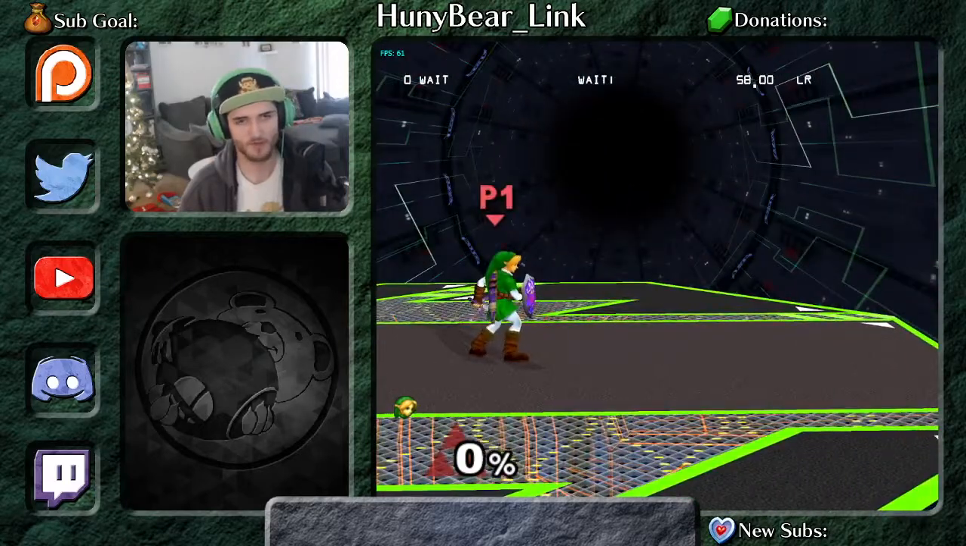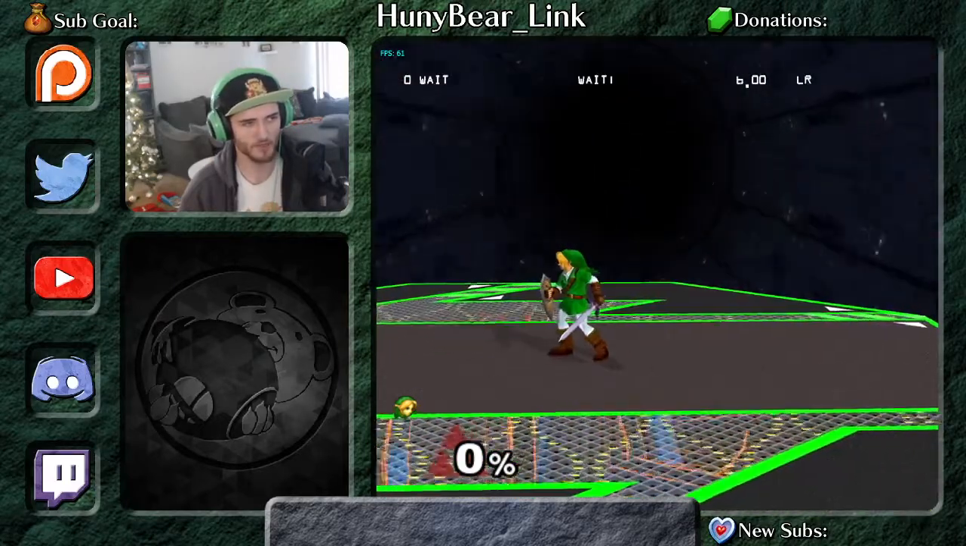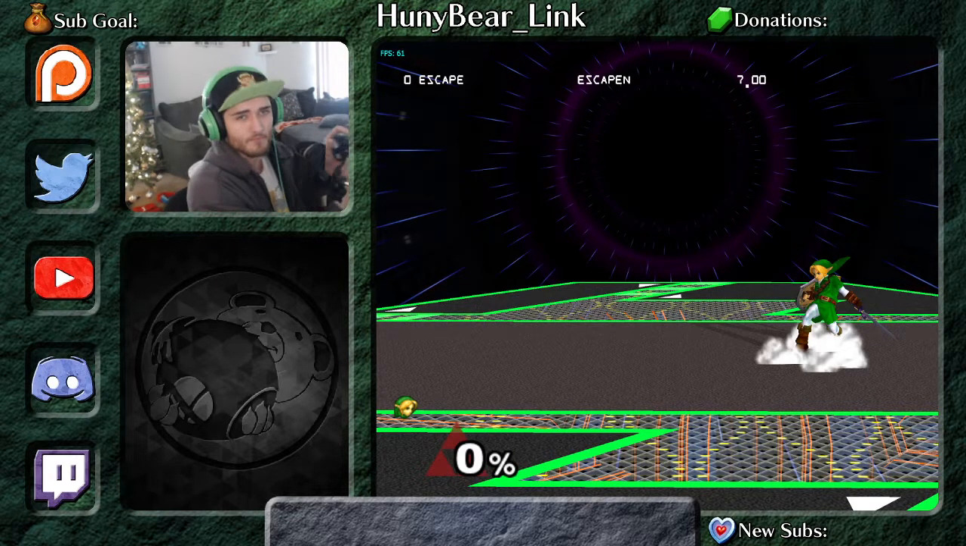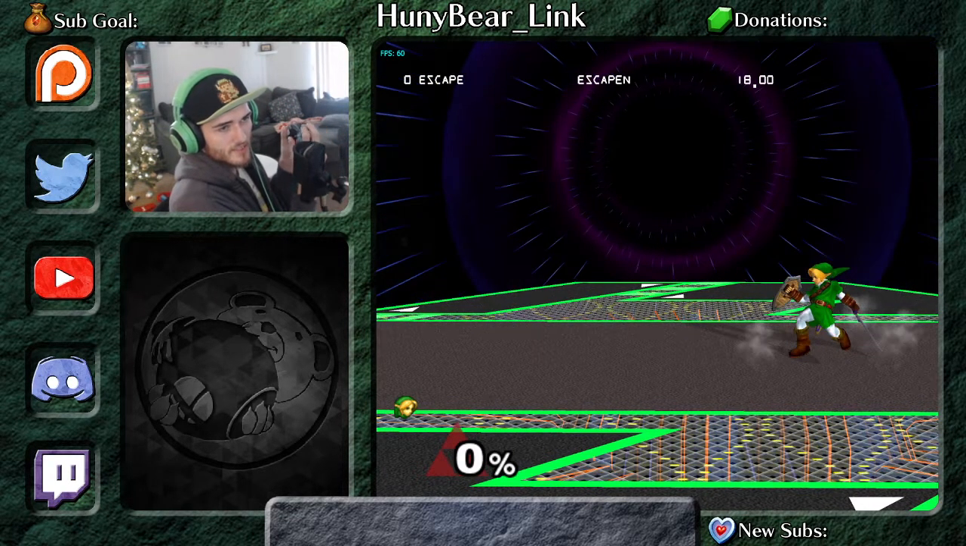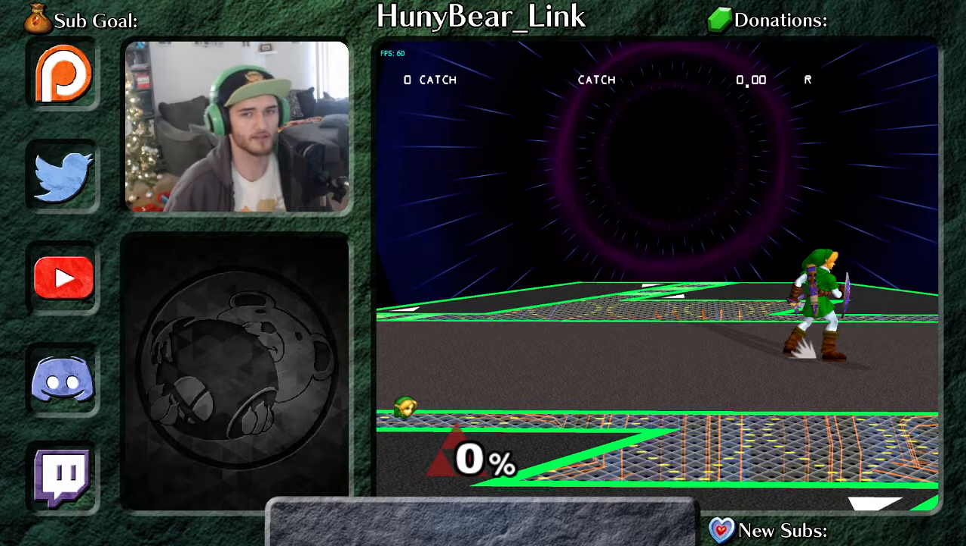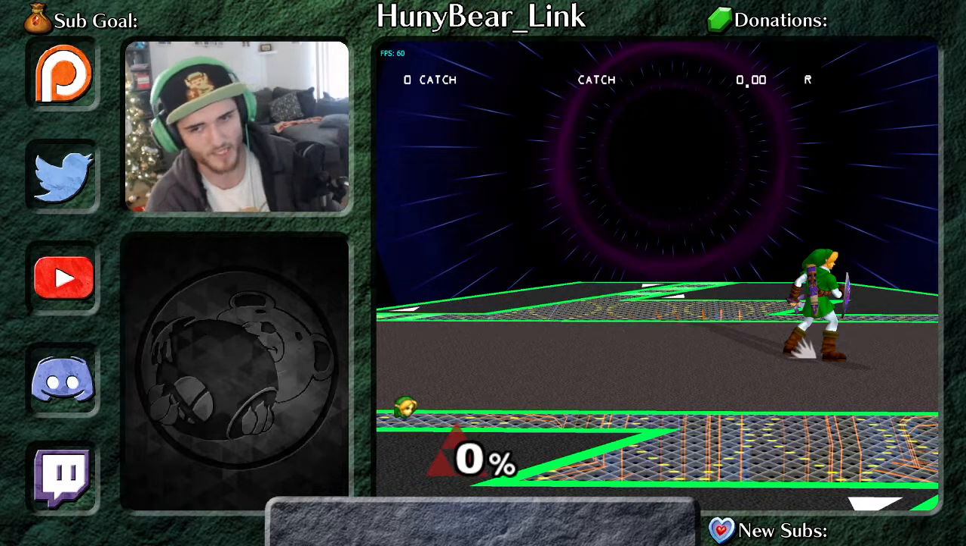Or, because you can buffer a turnaround, like if I were to do a forward air, well here, I'll just show you. I'll spot dodge and then I'll hold back. And you're going to see that Link will automatically turn around at the soonest possible frame. And then if I were to input grab, it would happen immediately. And that's another instance of buffering in Melee.